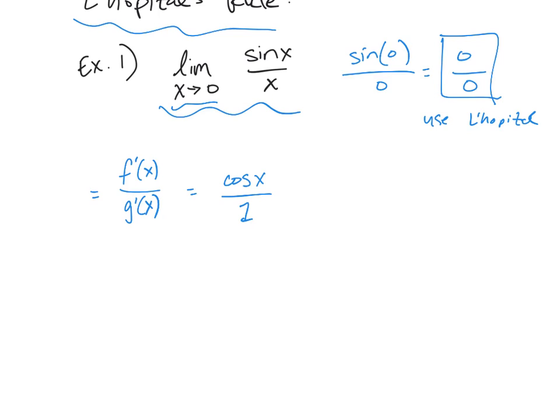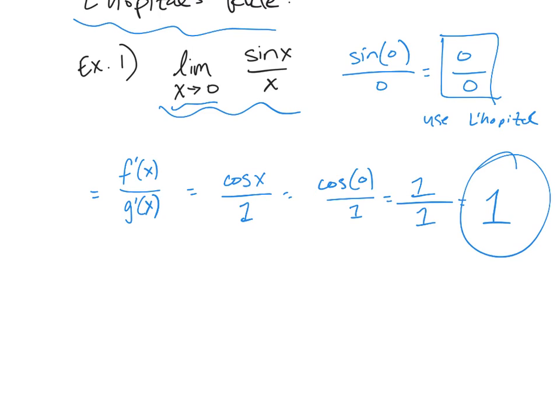So cosine of 0 over 1. Cosine of 0 is 1, and 1 is 1. So 1 over 1. The answer is 1. But you knew that already because sine x over x is something that we looked at the beginning of the year. But this is a good way to where you don't have to memorize it. Boom.